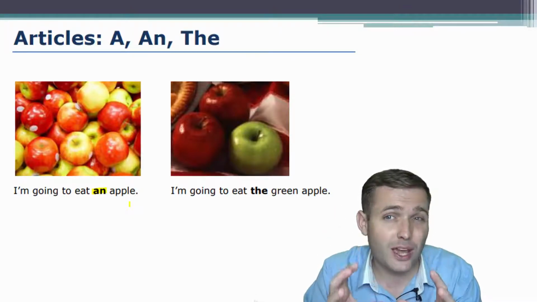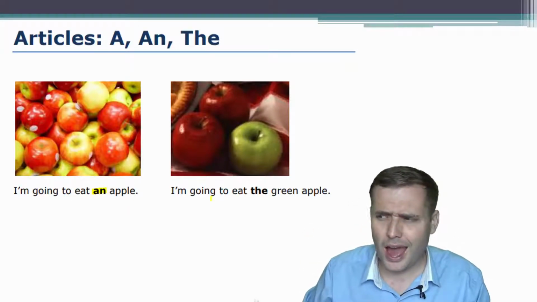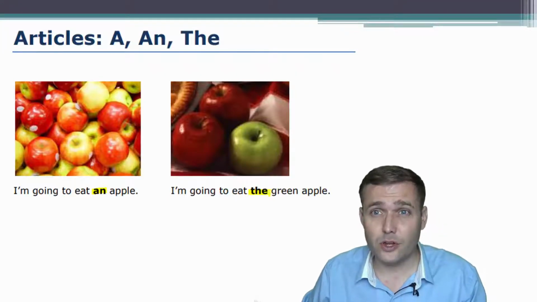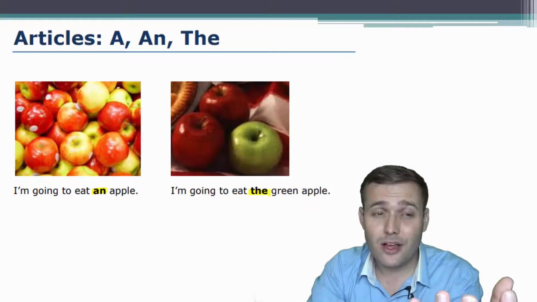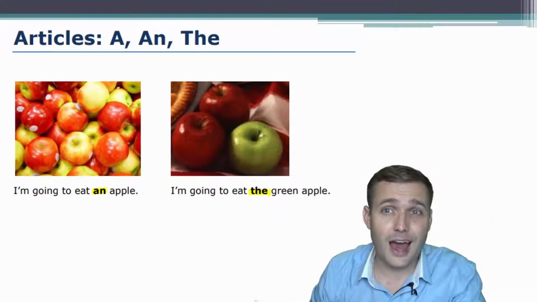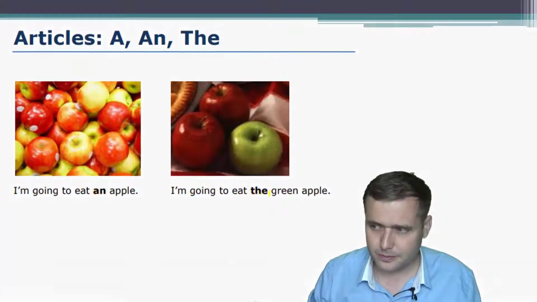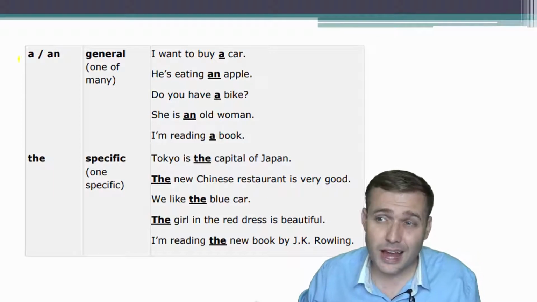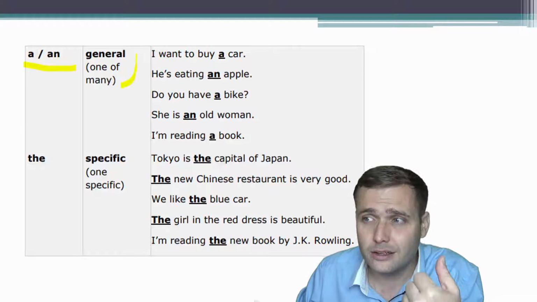But if we're talking about something specific, I'm going to eat the green apple. So it means specifically this one, the green one. I'm going to eat the green apple. So if we talk about a or an, it's general, one of many.